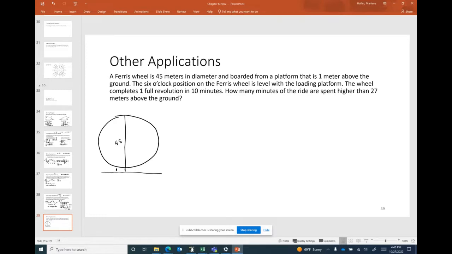All right, and the wheel completes 1 full revolution in 10 minutes. That means that the period is 10 minutes. How many minutes of the ride are spent higher than 27 meters above the ground? Well, we're going to have to write the formula for that. So let's graph it and decide if we want a sine or a cosine. We start low, at 1, and we go up to the top, which is going to be 46, 1 plus 45. We start low, we go high, we come low again. Halfway through, we're at the high point. So it's going to look something like that. That looks to me like a reflected cosine.